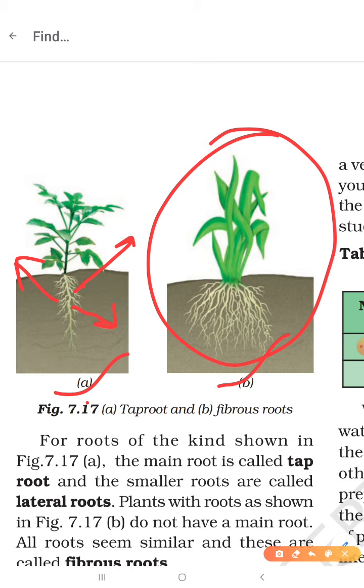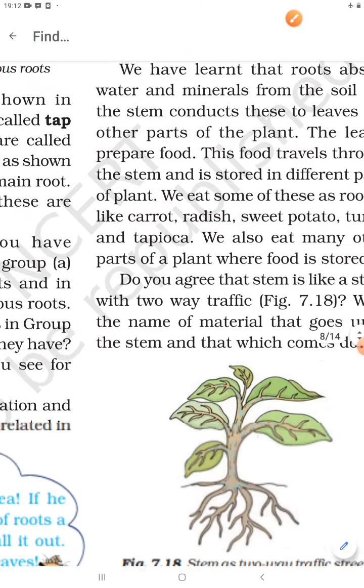Then do one another thing for this. As we know, there are two types of leaf venation. If you perform this activity, you will definitely notice that leaf venation and the type of roots in a plant are related in a very interesting way. You can match the type of leaf venation and the type of roots for some plants. You can observe this thing.